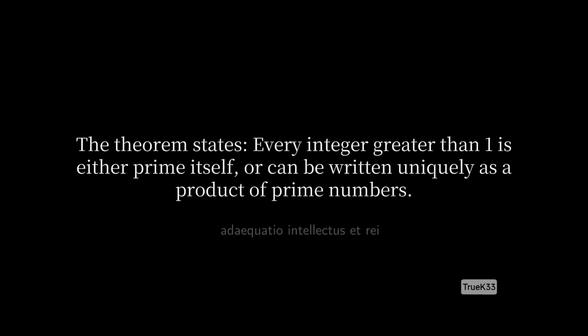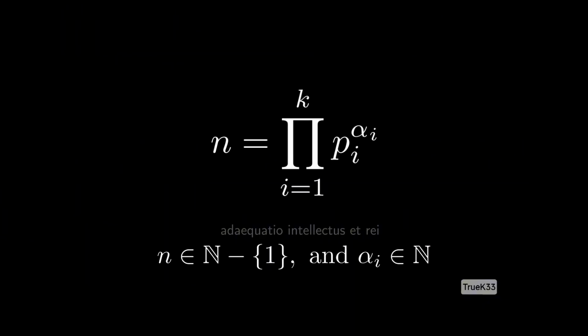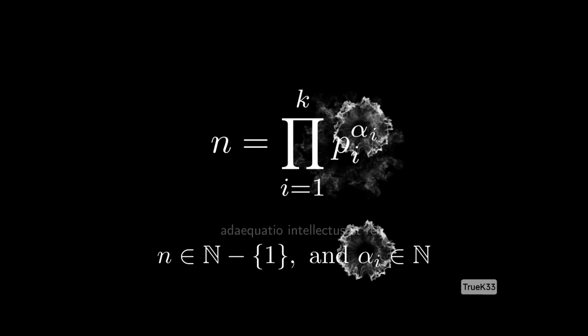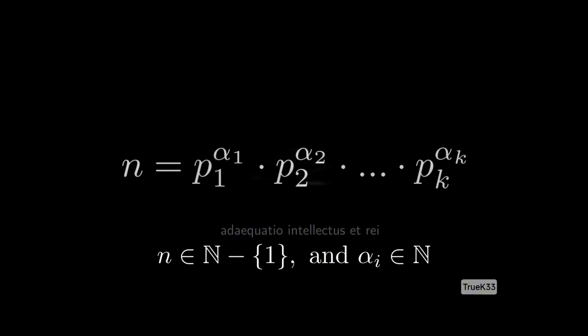Now let's state the theorem. Every integer greater than 1 is either prime itself, or can be written uniquely as a product of prime numbers. This is the mathematical notation that represents the theorem. We can see the product of those primes and the exponents alpha, more explicitly written as follows.